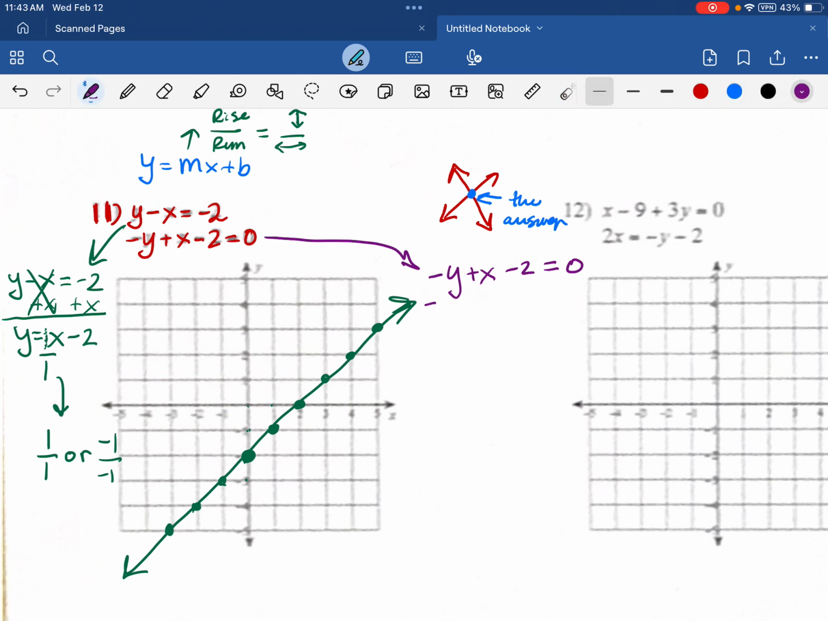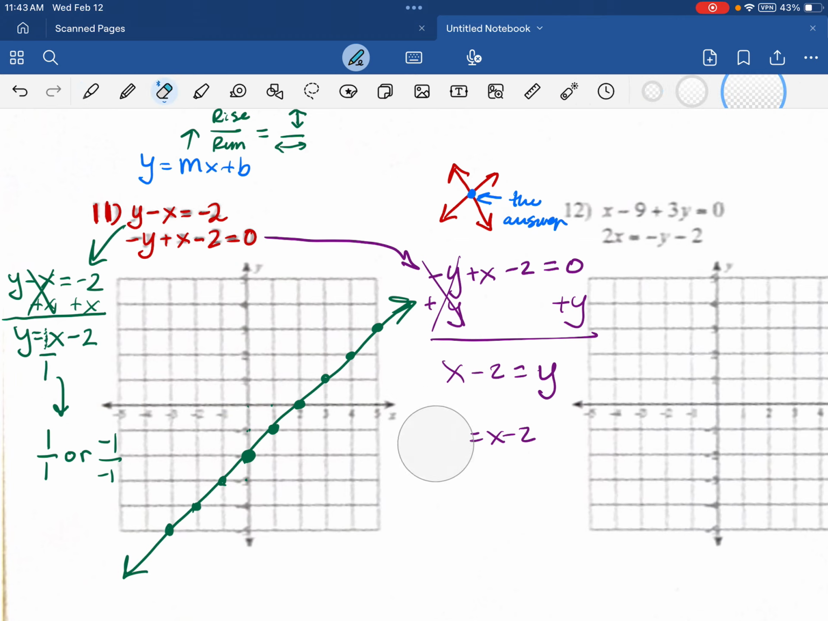The way I would do that is I would say plus y, that cancels, and I get x minus 2 equals y, which I could then rewrite as y equals x minus 2, and now we're in y equals mx plus b format. Now, you can do it this way. This way's awesome. It's rad. It's great. 10 stars.